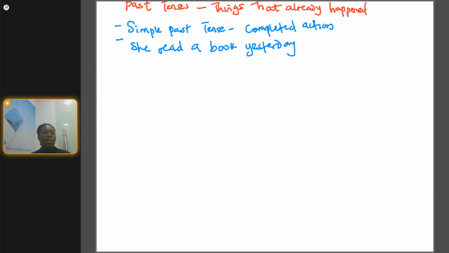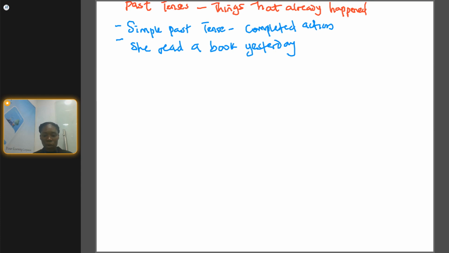You can also have an example like they visited Lagos last year. It means they went to Lagos last year, and that was the end of the trip. So that trip is in the past. It's not affecting the future. It doesn't come into the present. So it's a completed action. It started and ended. That's simple past tense.